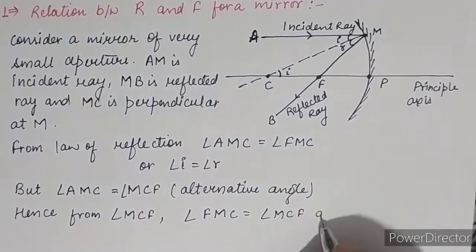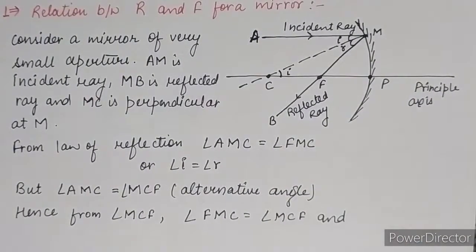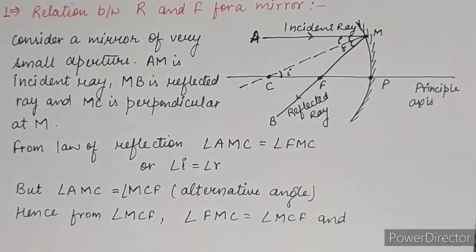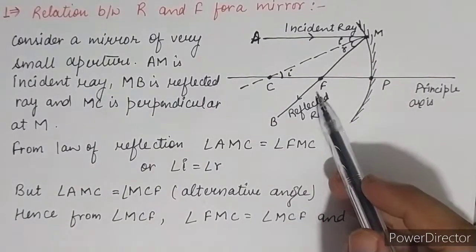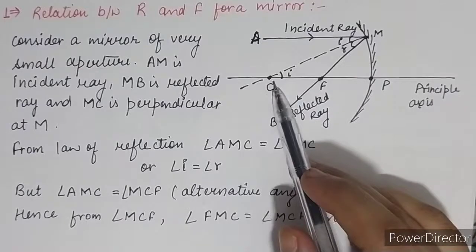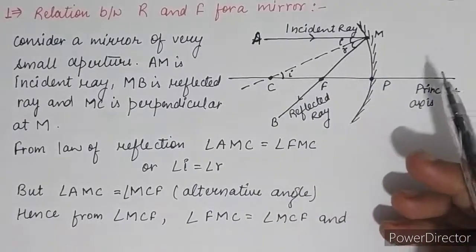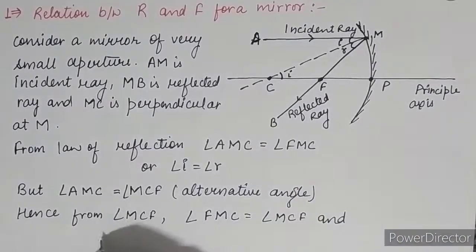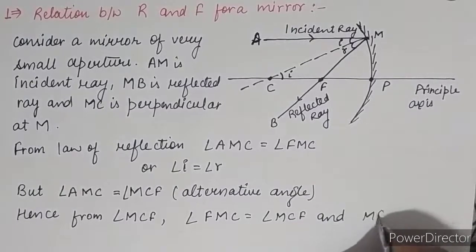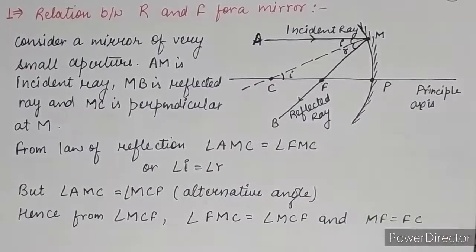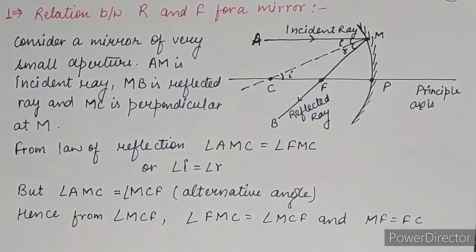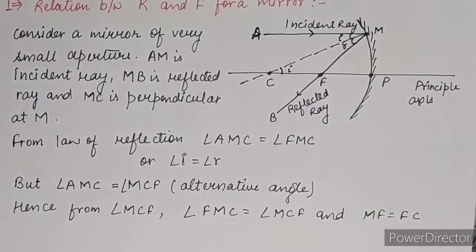Okay, so from here, one more thing that we have correlated, that is MF is equal to FC, because these angles are equal. So here MF is equal to FC. Clear?